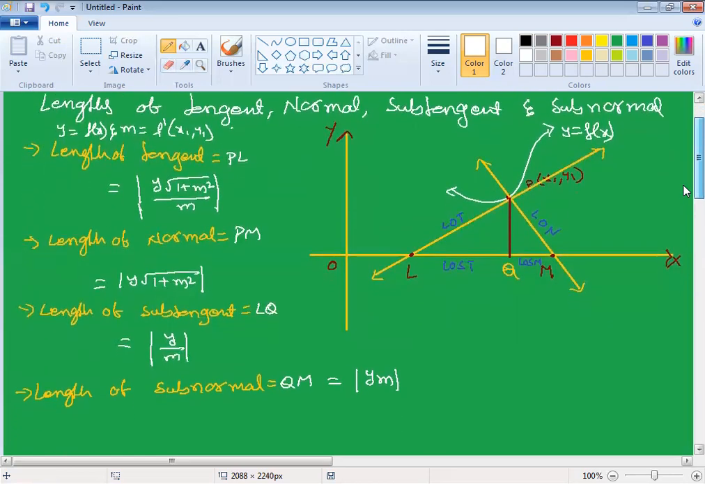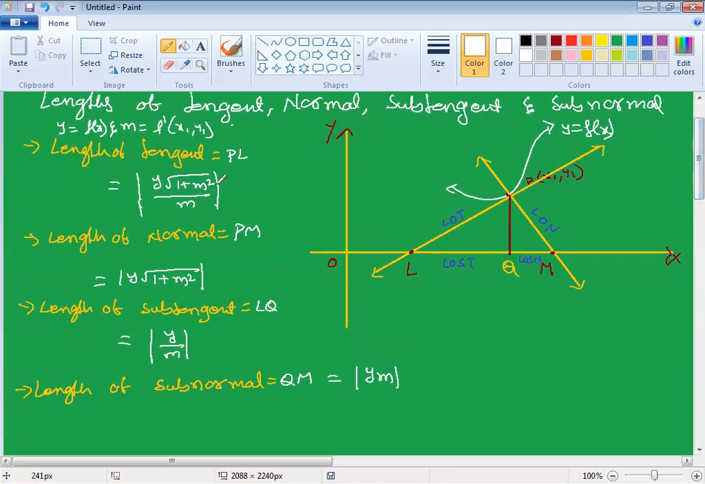You just have to see all the formulas. Length of tangent: mod y root over 1 plus m square by m. Length of normal: mod y root over 1 plus m square. In this, the numerator is the same. And length of subtangent: y by m, length of subnormal: y into m.